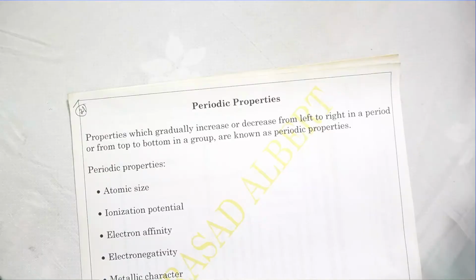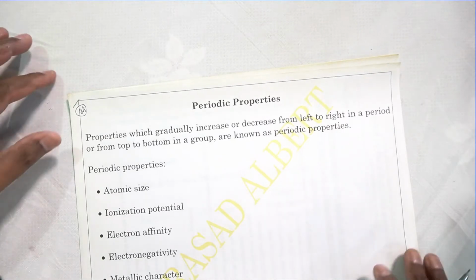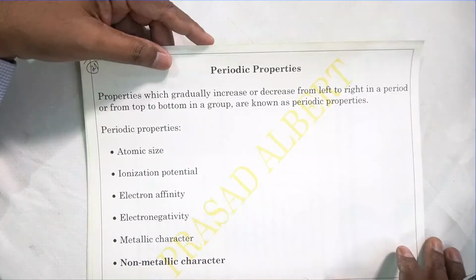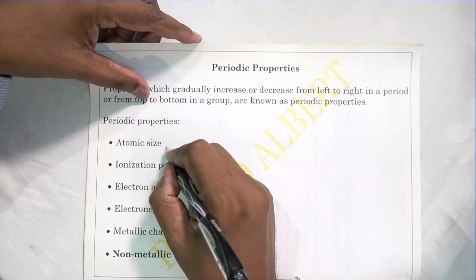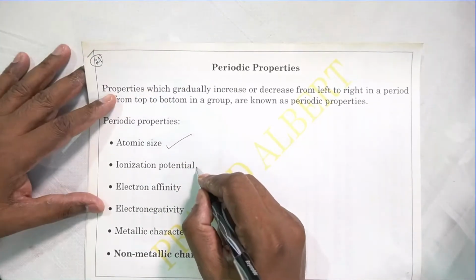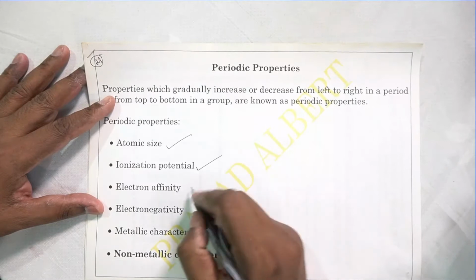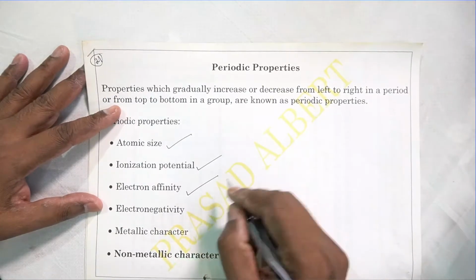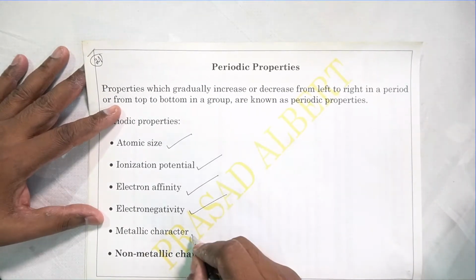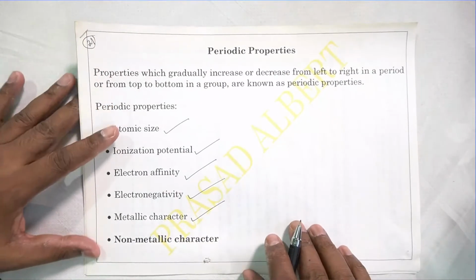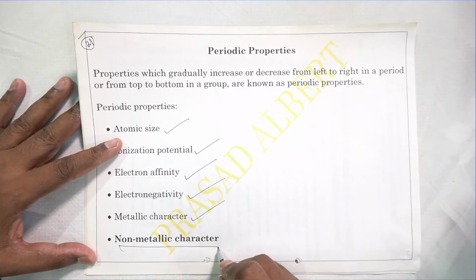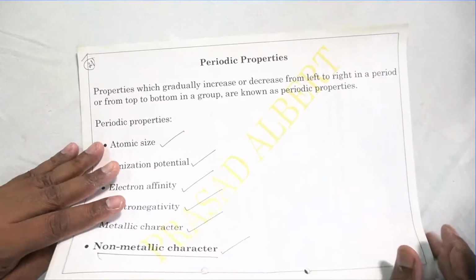Periodic properties are the properties which gradually increase or decrease from left to right in a period or from top to bottom in a group. Now the various periodic properties that we discuss here are atomic size, ionization potential, electron affinity, electronegativity, and metallic character, all already discussed in previous videos. So right now in this video we will see what is non-metallic character.